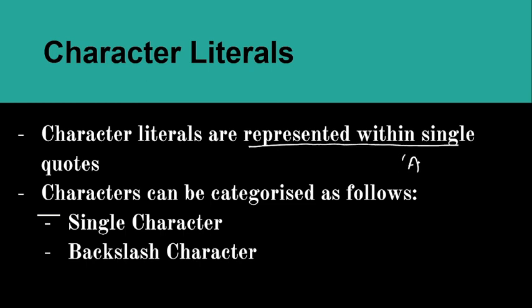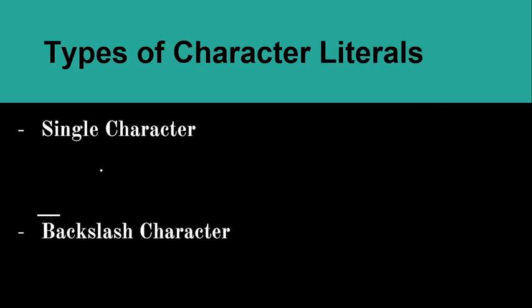So I can represent a character like this. Now if I say only 2, it will be an integer constant or integer literal that we've already seen. But if I put it in single quotes, it will be a character literal. Now characters can be categorized as follows. We can have a single character constant and we can have a backslash character constant. A single character constant, as the name suggests, will be within single quotes and have only a single character being represented. Even this is a single character constant, it represents a blank space. So this is all called single character constant.